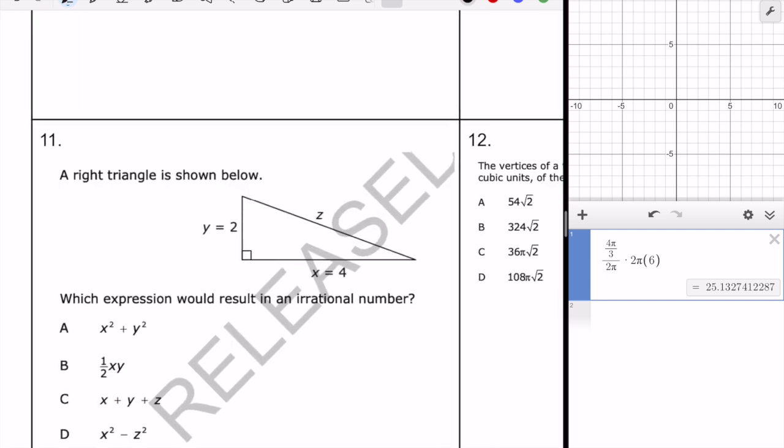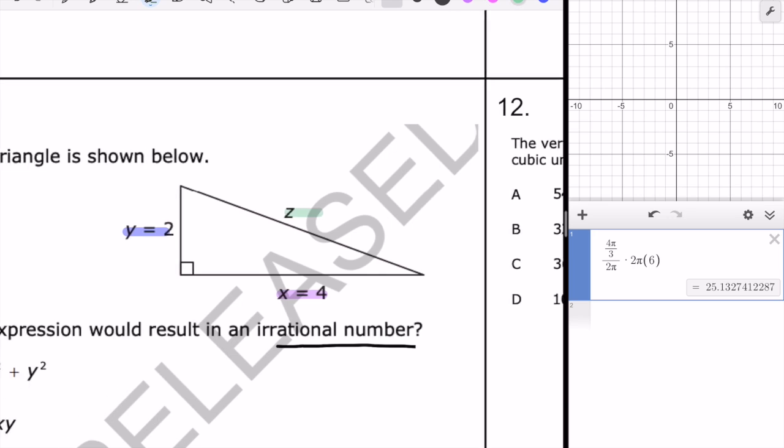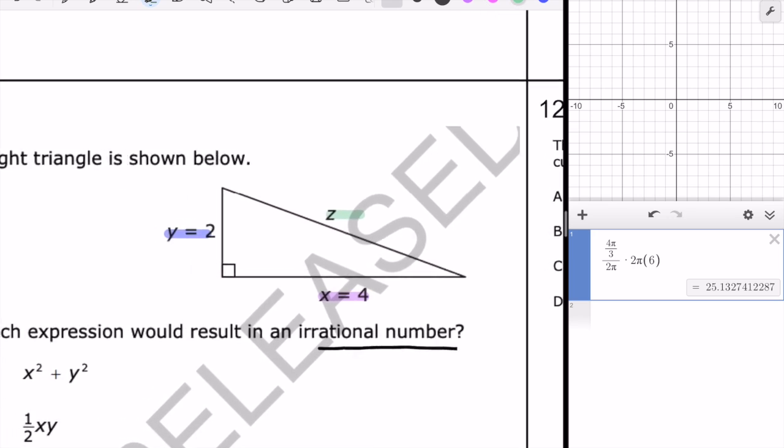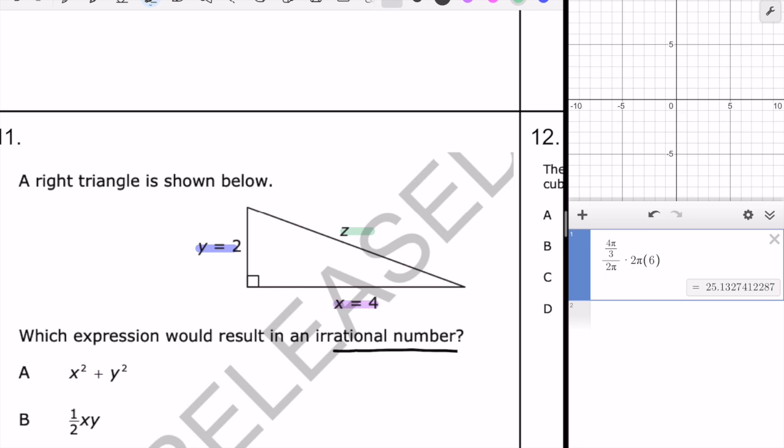All right, so number 11, it says I have a right triangle, and it asks which expression would result in an irrational number. So the first thing I notice is that I have a y value that's 2. I have an x value that is 4, but I don't know the z value. Now, the irrational number that we're talking about, remember, irrational means that it's a decimal that continues on forever and doesn't stop. A number like pi, no pattern to it. So it can't be turned into a fraction.